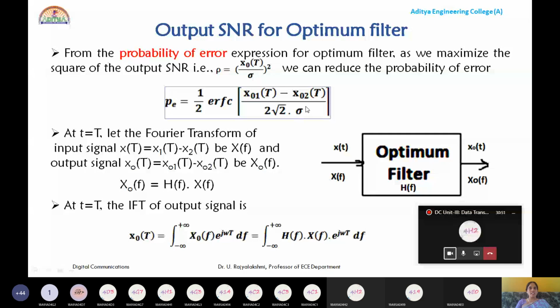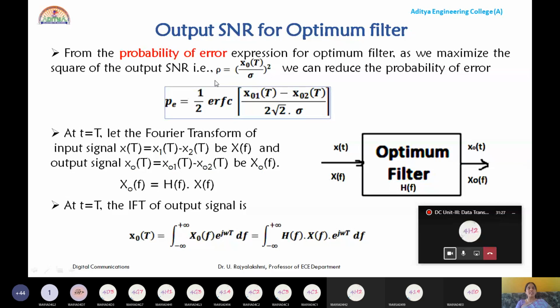So that is nothing but sigma. So every time here we will focus on maximizing the square of output SNR, because once you maximize the square of this function, x naught of t divided by sigma whole square, automatically you can reduce the probability of error a lot. In order to reduce the probability of error to a maximum extent, we are maximizing the square of output SNR instead of output SNR.